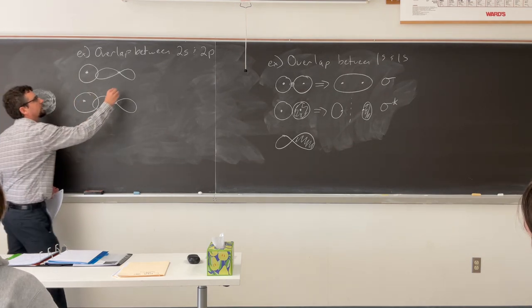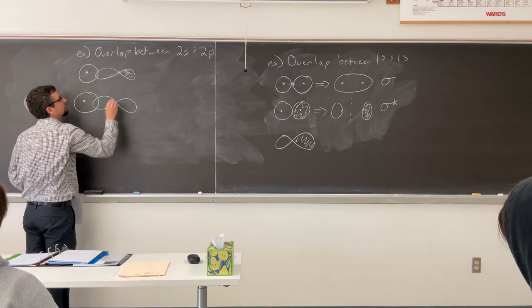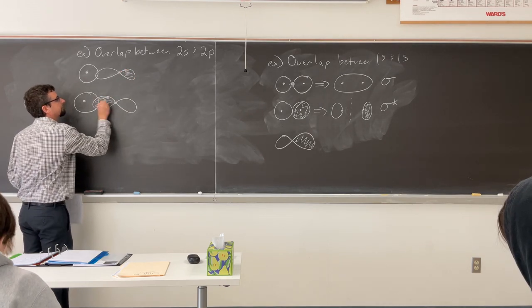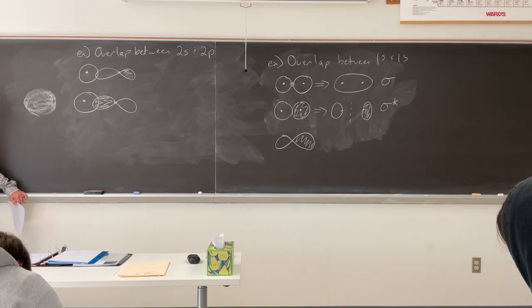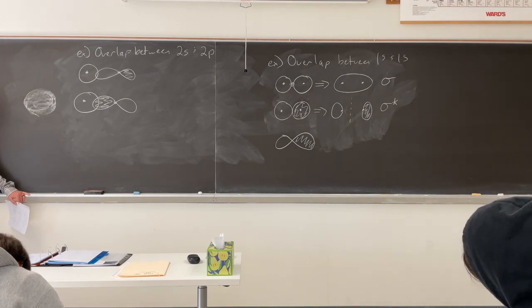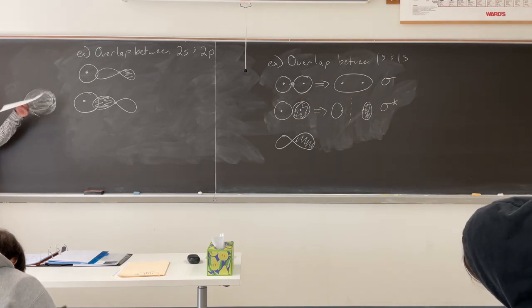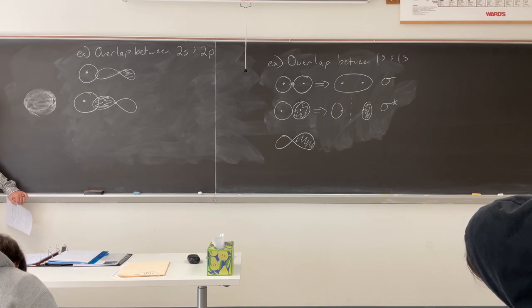I could draw one like this. I could draw one like that, where I've changed the sign. I could have changed the sign of the s orbital, but who cares? It's the same thing, right?